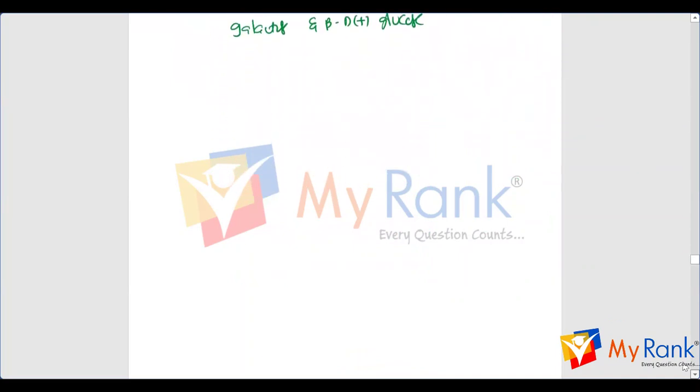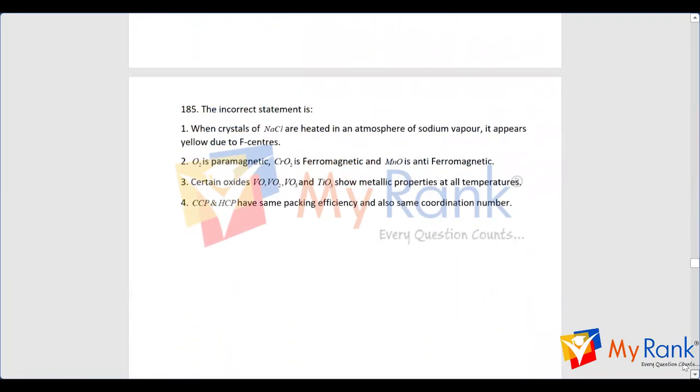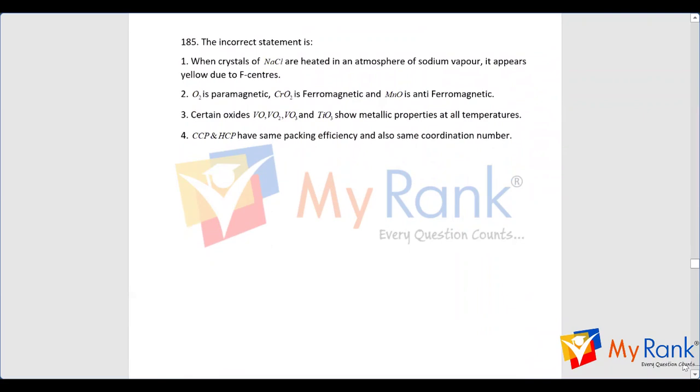Next one is question number 185. The incorrect statement is: when the crystals of NaCl are heated in the atmosphere of sodium vapor, it appears yellow due to F centers. Yes, correct only. This is called metal excess defect. So in 185, the first option is the correct statement.